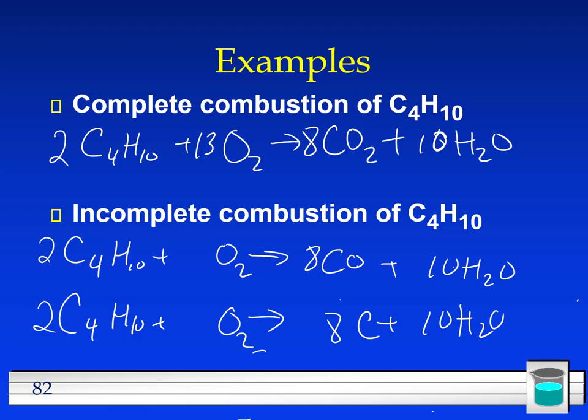Notice that doesn't change the coefficients on the other side at all. What it changes is the oxygen. On that first one, I have 8 and 10 is 18, so it's 9 O2s. And the last one I have 10, so it's 5 O2s. Like, let's say this is on the test, we need to write both of them. You could pick one.